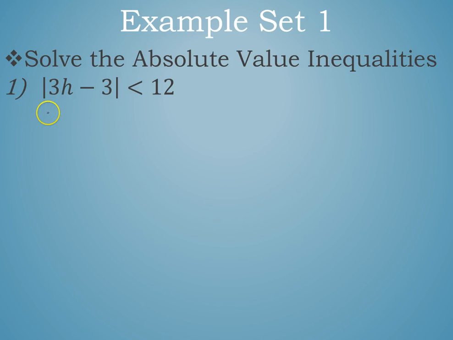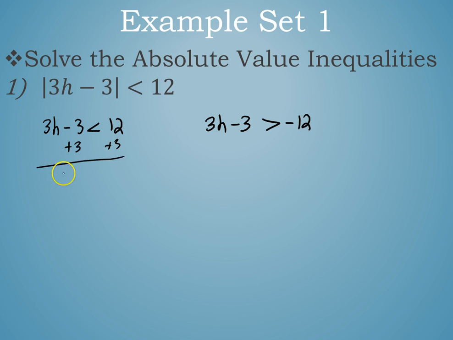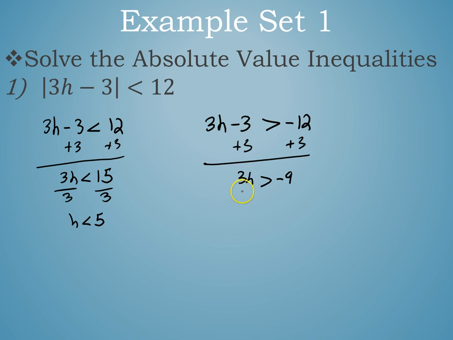So for example, if I want to solve this inequality right here, absolute value of 3h minus 3 is less than 12. We'll set up first with the positive result. Everything stays the same. Second, where now we use the negative result and we flip the inequality sign. We flip that and change the number. So when we add 3 to both sides, we get 3h is less than 15, divided by 3, h is less than 5. Here we have to add 3. We get 3h is greater than negative 9, divided by 3, h is greater than negative 3.